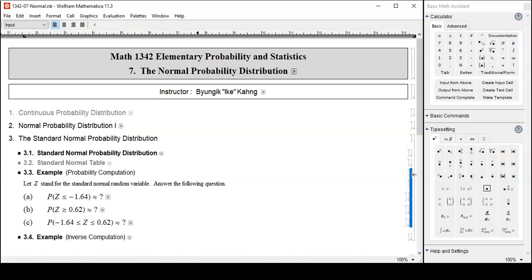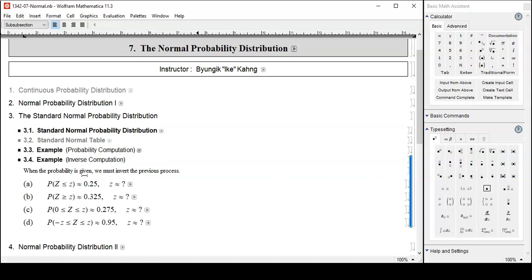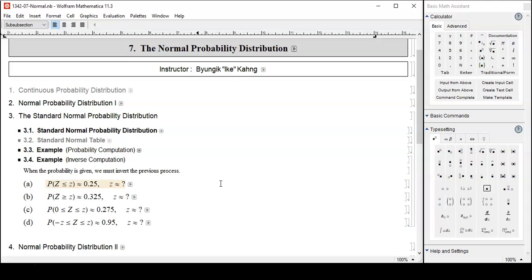Kind of like these. When the z value is given, what is the probability? We did those kinds of problems. Now, let's go backward. When the probability is given, estimate your z value. Okay, here's the first problem.